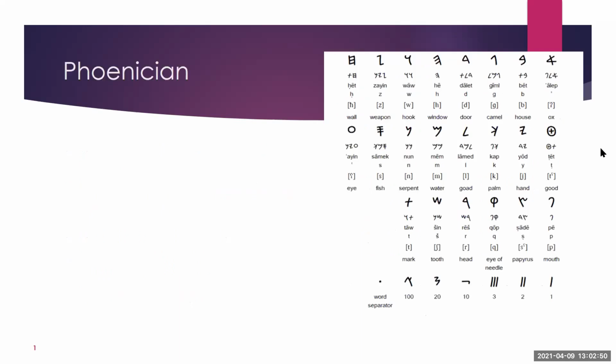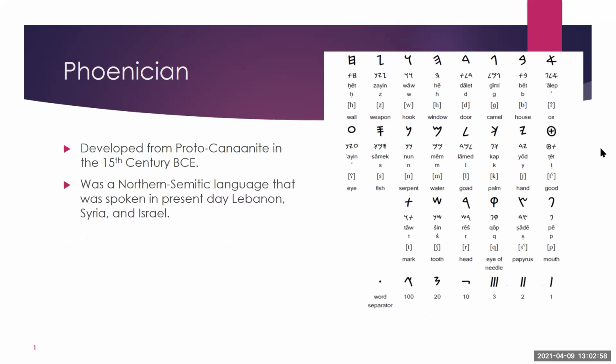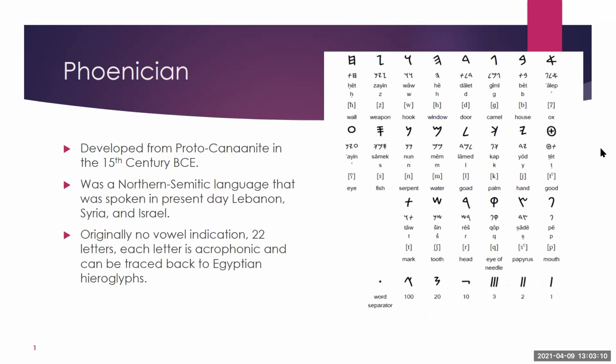This is another one. Oh yeah, this is Phoenician, which I spoke about a bit earlier. So it was developed from Proto-Canaanite in the 15th century BCE. And it was used for a Northern Semitic language that was spoken in present-day Lebanon, Syria, and Israel. And it originally had no vowel indication, 22 letters, and each letter is acrophonic and can be traced back to a specific Egyptian hieroglyph. And yeah, as you can see in the chart, no vowels. And it's in Unicode as well.